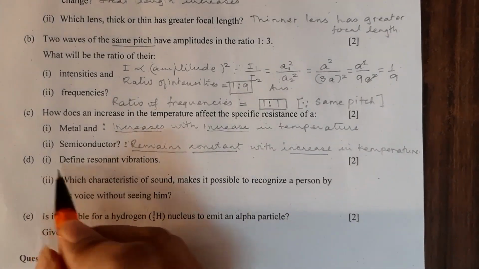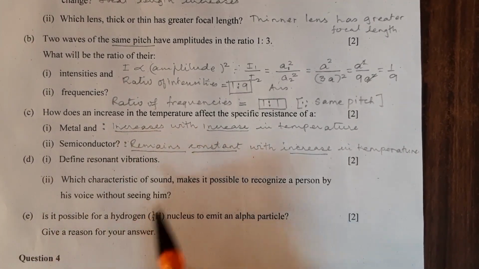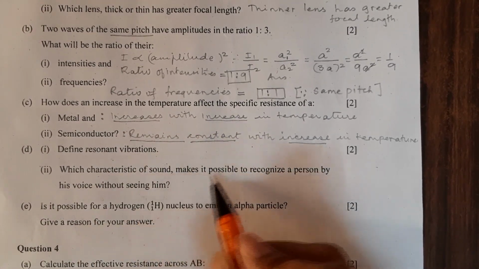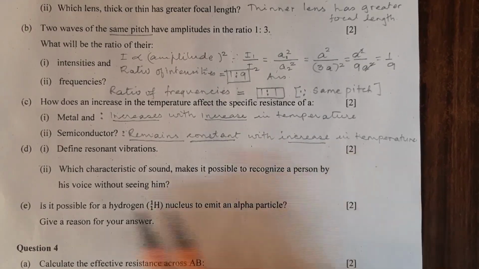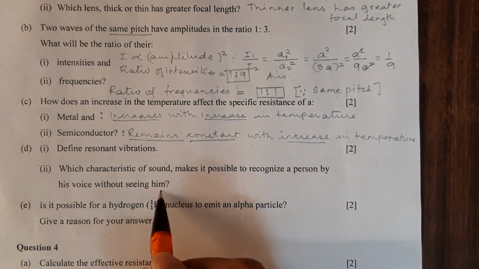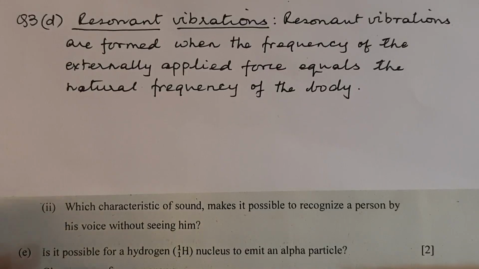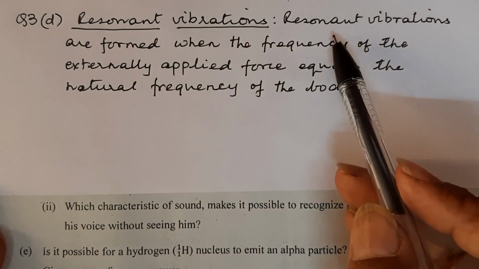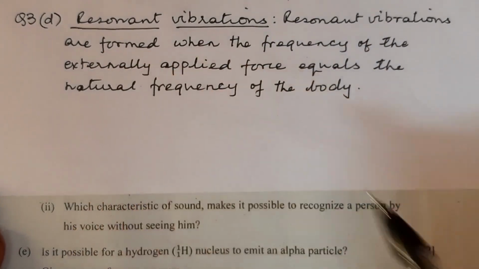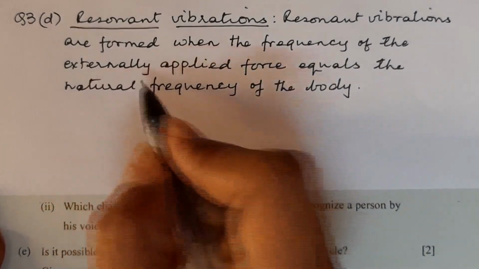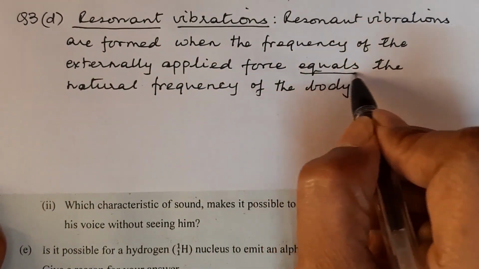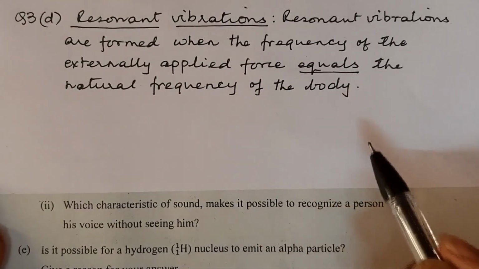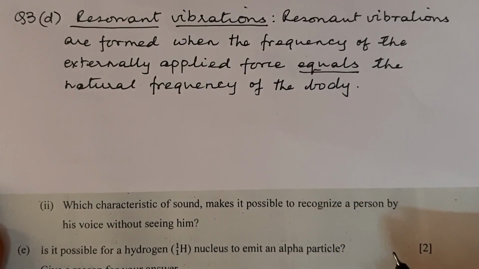Question 3D, first subpart, define resonant vibrations. Second part, which characteristics of sound makes it possible to recognize a person by his voice without seeing him? The resonant vibrations are formed when the frequency of the externally applied force equals the natural frequency of the body, and this body will now execute resonant vibrations.